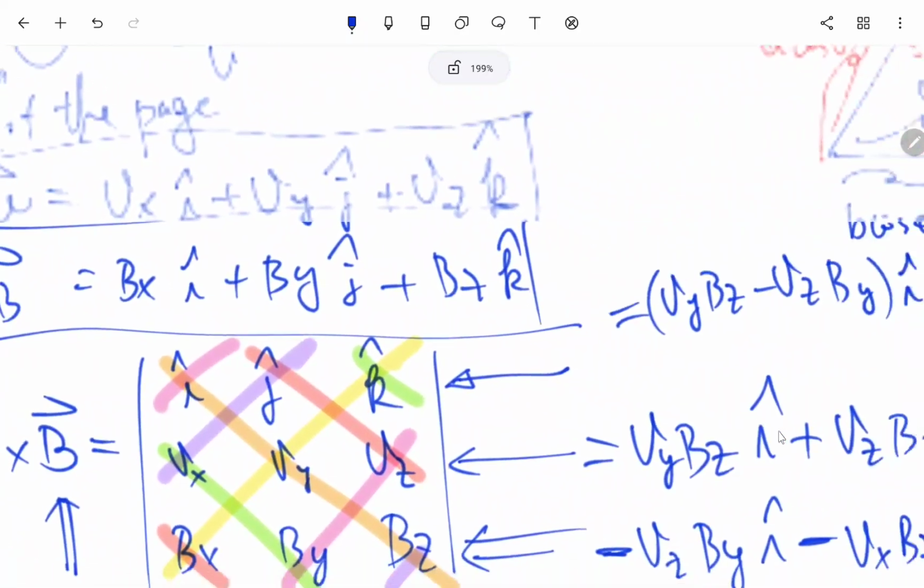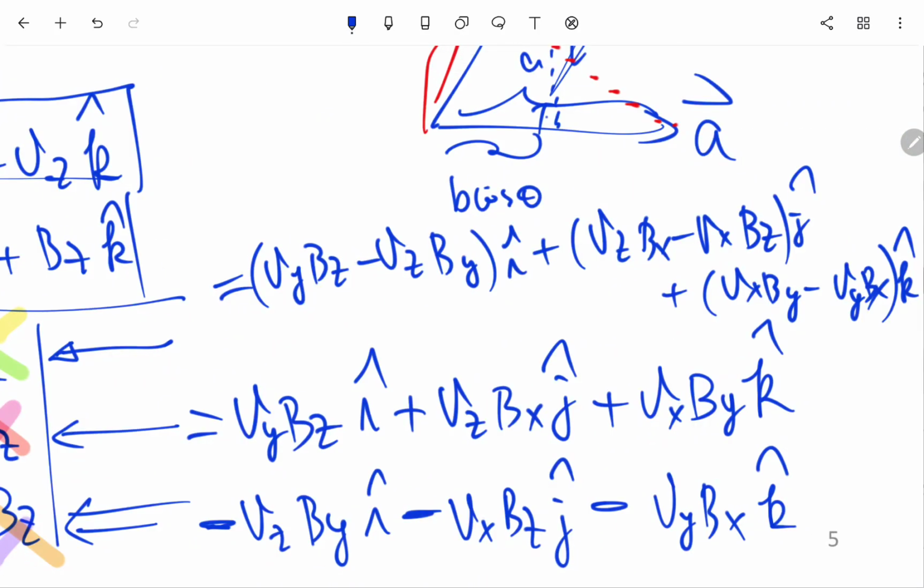Actually, you can see there's some pattern here. This i hat is X. So you can see this is YZ and ZY, but here with a negative sign. This j is Y, so here we have ZX and XZ, and also for k hat, which is the Z dimension, here we have XY and YX. Which means if we have a letter here, we don't have that letter in the front.